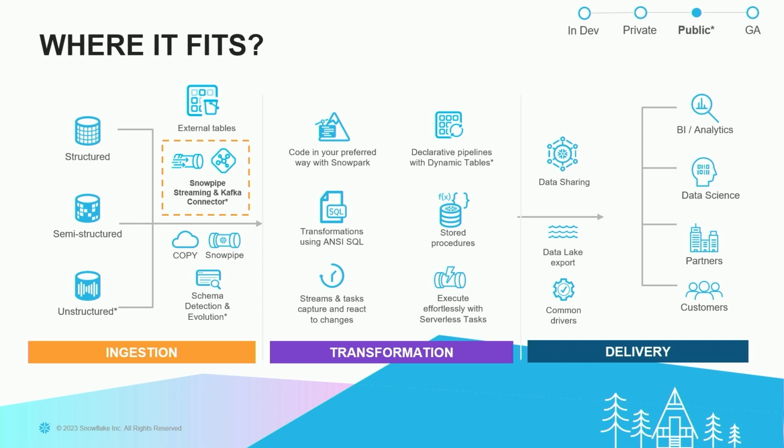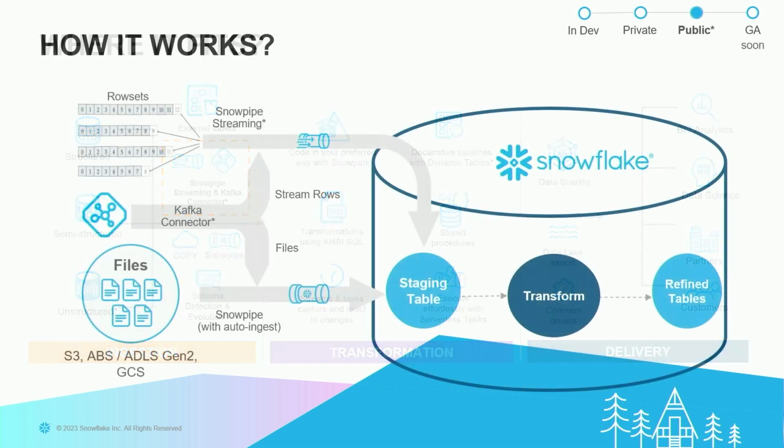So where does it fit? Snowpipe Streaming and our Kafka connector with Snowpipe Streaming fits right at the start of ingestion. You can bring your data directly into Snowflake using these services. And then if you need any transformations, we still do have streams and tasks, but now we also have a declarative pipeline to build on top of your streaming data, and that's using dynamic table.